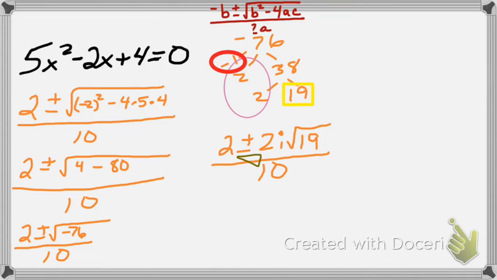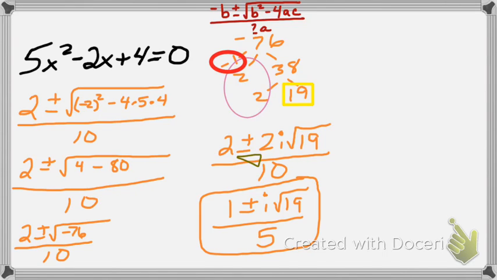Check your triangle. Correct answer, 1 plus or minus i root 19 over 5.